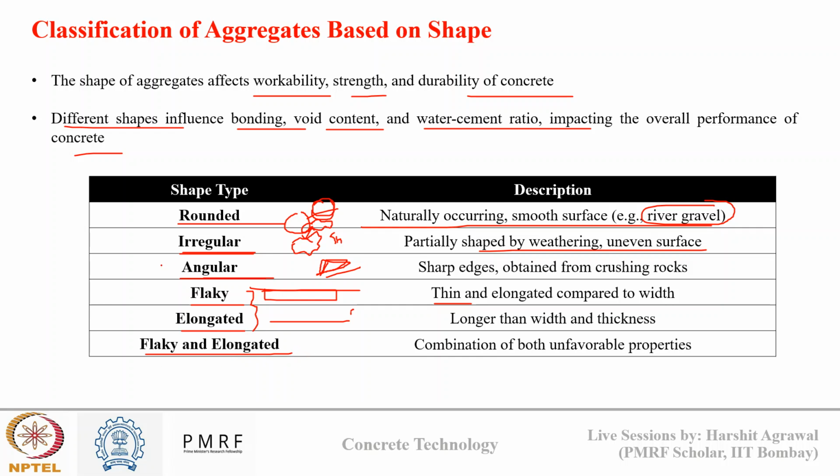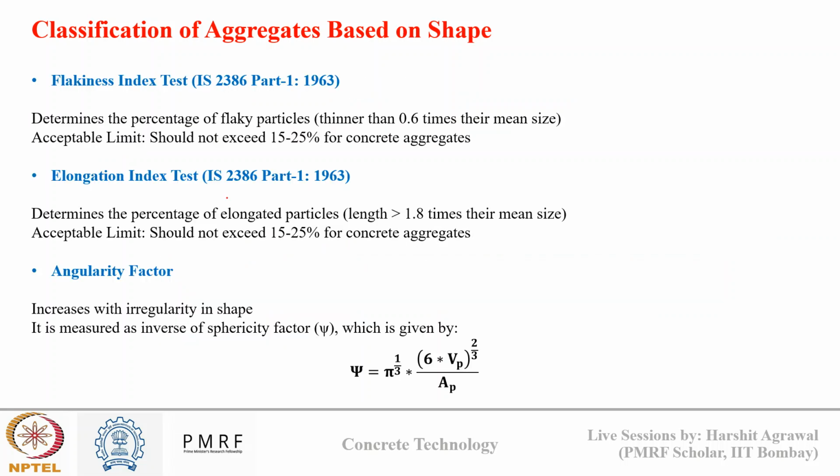Okay, so what type of aggregates generally do we need? We need irregular aggregates, okay, because they can give better strength. However, if our importance is on workability, then we need rounded aggregates.